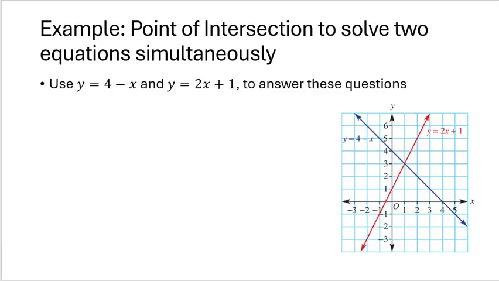So use the two graphs y equals 4 minus x and y equals 2x plus 1 to answer these questions. Okay? You can look at the graph. Boom, they cross each other at this point in purple. And if you read it as a corner point, it's 1 and 3.